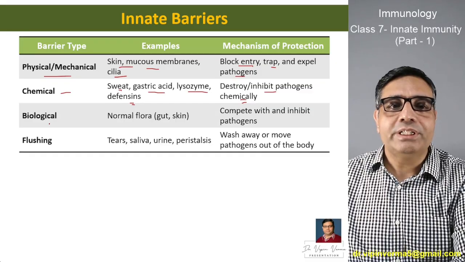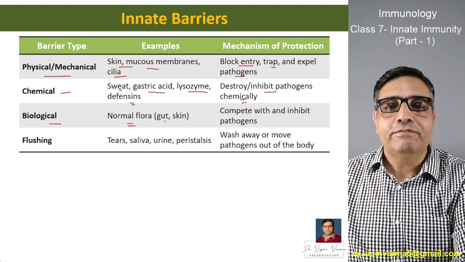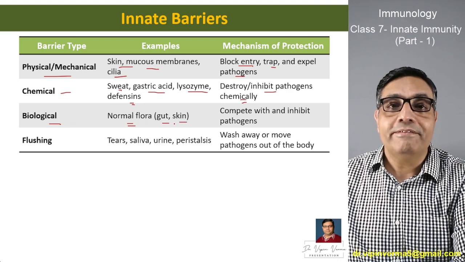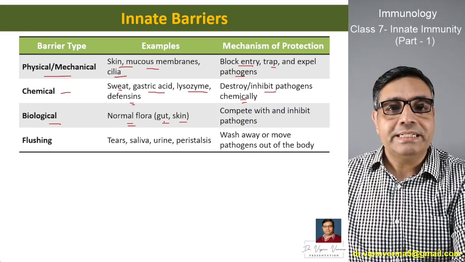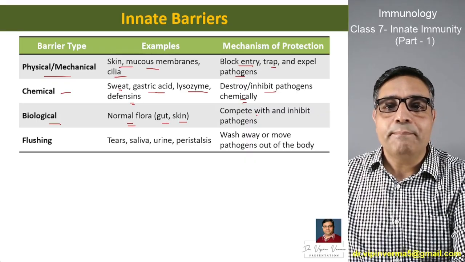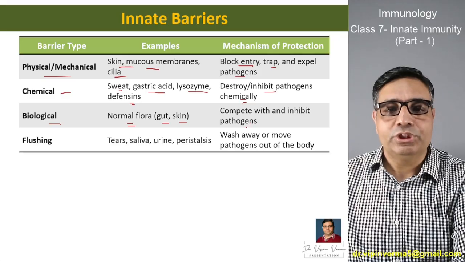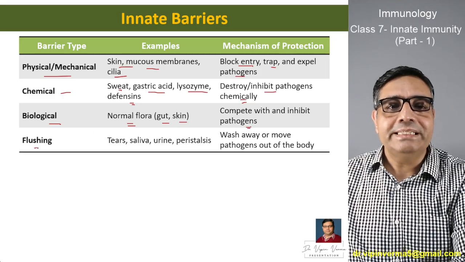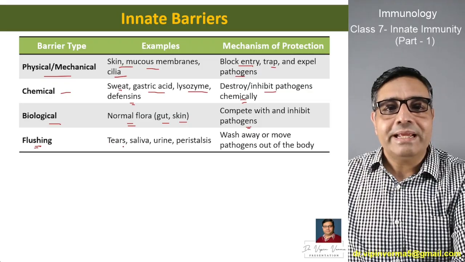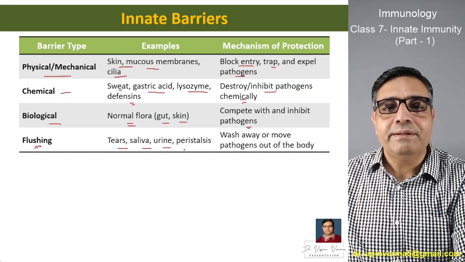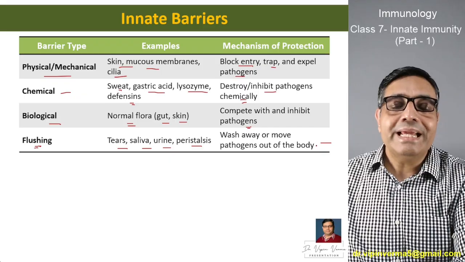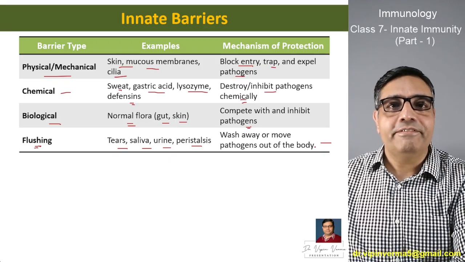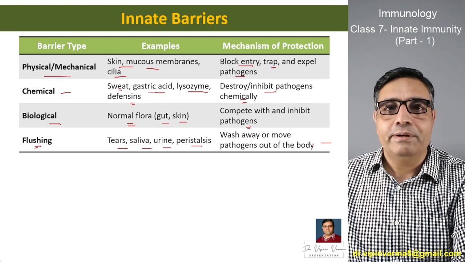Then we also have the biological barriers. So for biological barriers, the best example is the normal flora of the gut or the skin. So we have the friendly microbes which are present in our gut and skin. So they compete with and inhibit pathogens. Okay, and then flushing is another barrier, like in case of tears, saliva, urine, or peristalsis, which wash away or move pathogens out of the body. So that's how the innate barriers are placed in our body. Okay, now we will see one by one.